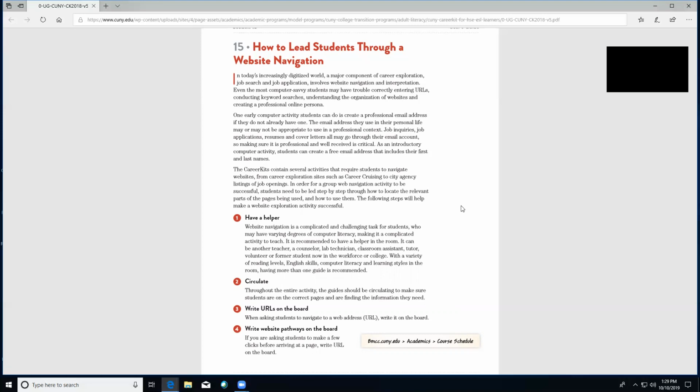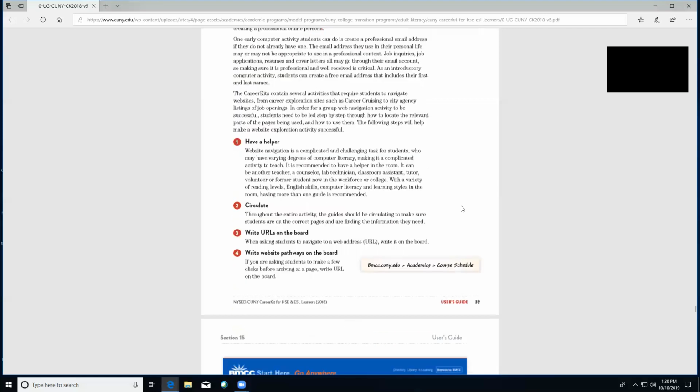Another pointer is when you're having students go to a website, write the URL on the board and write the pathway. If you want them to go to the BMCC website, bmcc.cuny.edu, then click on academics, then click on course schedule. It's good if you write that whole pathway so that students just have that to refer to.